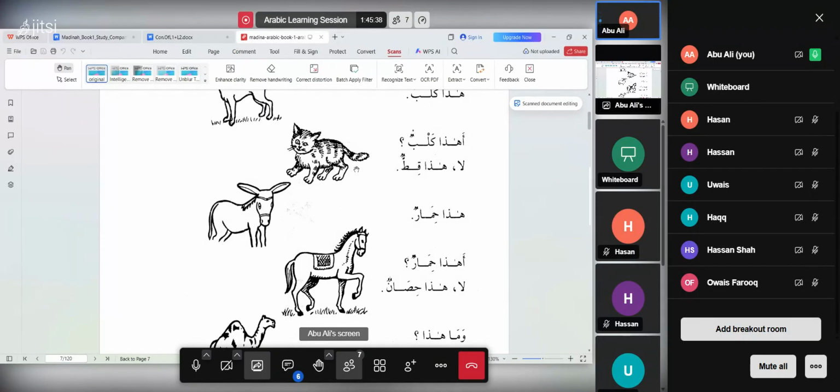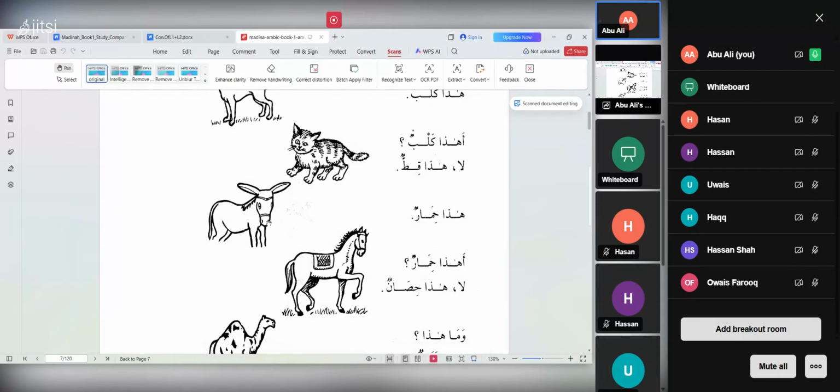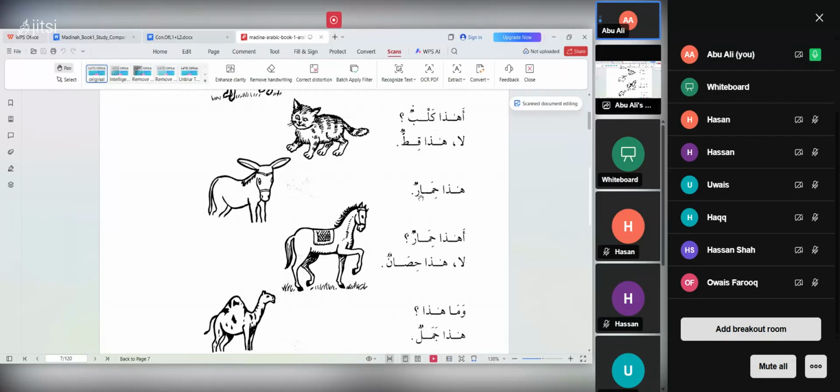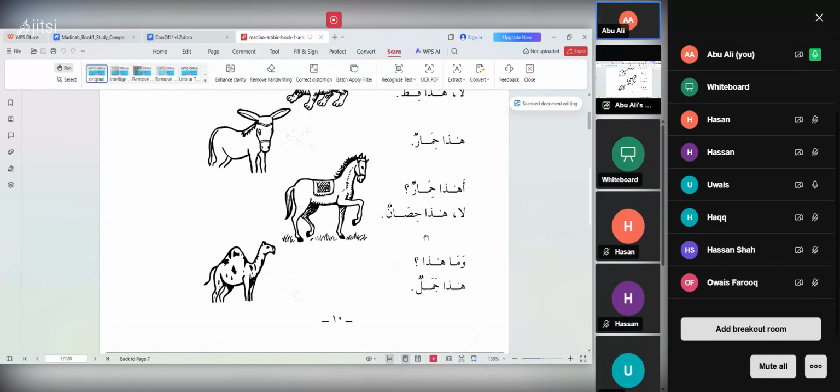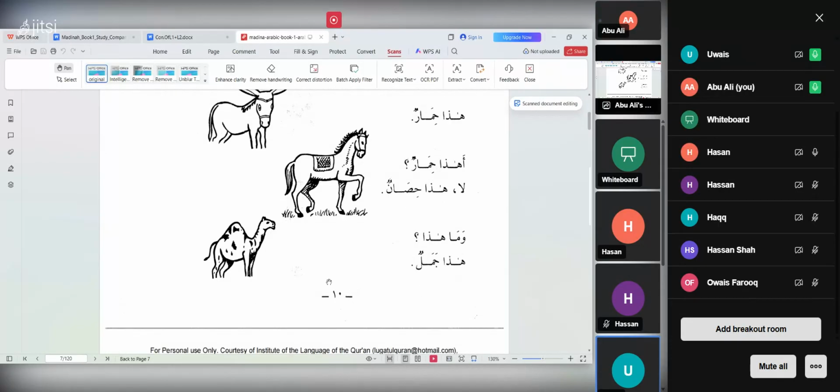لا هذا قط. This is a cat. هذا حمار. This is a donkey. حمار means donkey. أهذا حمار? Is this a donkey? لا هذا حصان. This is a horse. مثله. Is this مثلهم كمثل الحمار يحمل أسفارا or is this مثله? I think it's مثلهم. مثلهم, right, Mr. Weiss? Yeah.